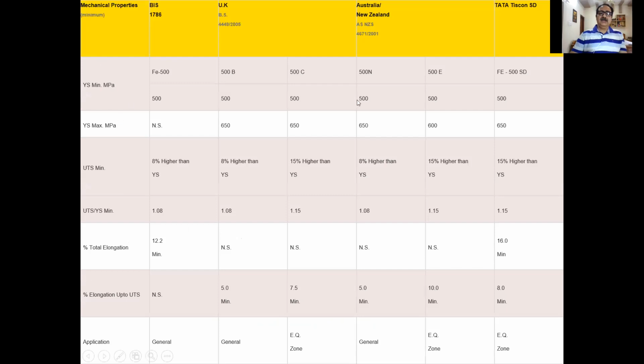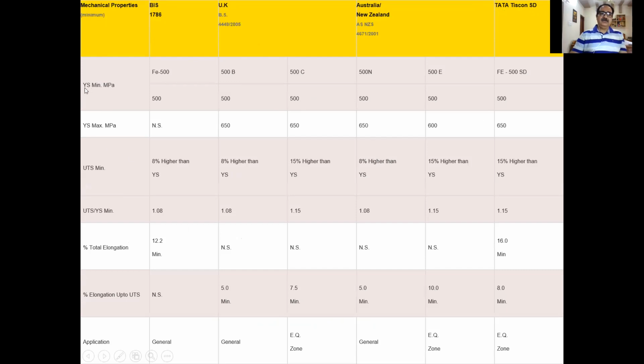This is the chart shown by Tata Steel, and it is going to benefit the budding engineers. These are the mechanical properties. This is the BIS Indian Standard 1786, according to which HYSD bars are manufactured. This is the UK standard, this is the Australia and New Zealand standard. And this is Tata Tiscon SD, the values obtained by this particular brand.